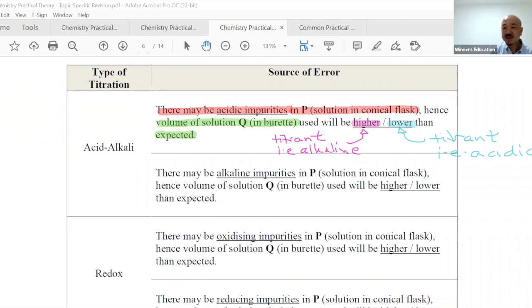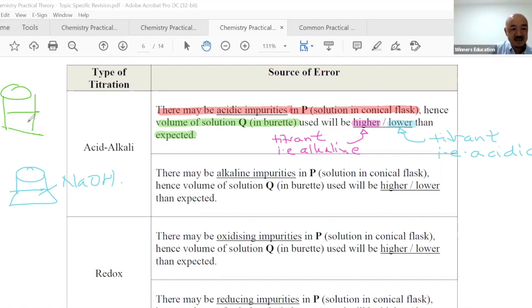I repeat myself, the light blue. Okay, light blue, what's the story? This is sodium hydroxide, the titrant. Yes. And the analyte is this, acid, HCl. Is it okay? So the titration is like that.